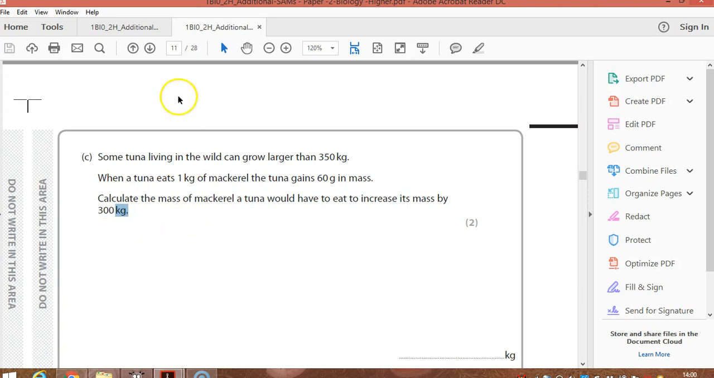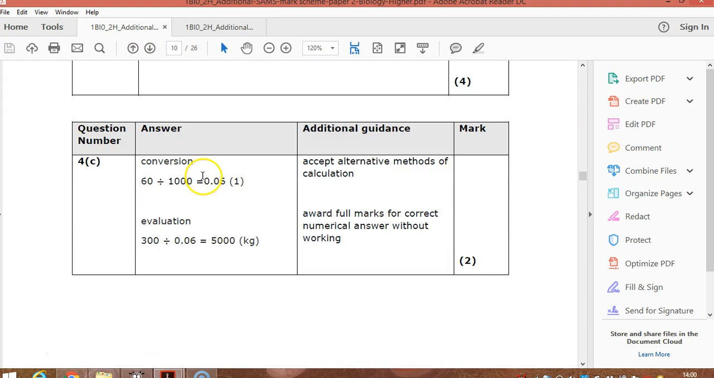Off you go. So you do 60 divided by 1,000 to get 0.06, because that is what 60 grams is in kilograms. So now you have both your numbers in kilograms. You do 300 divided by 0.06. So that's 5,000. Okay, so there you go.